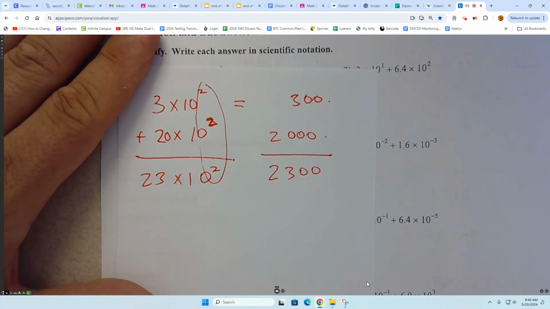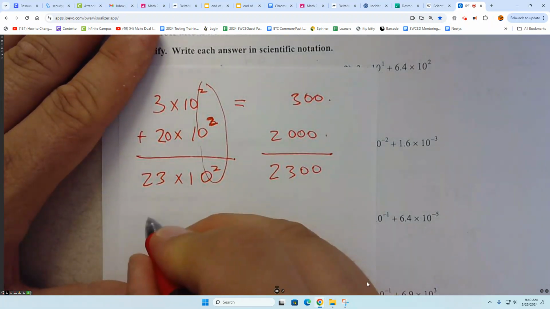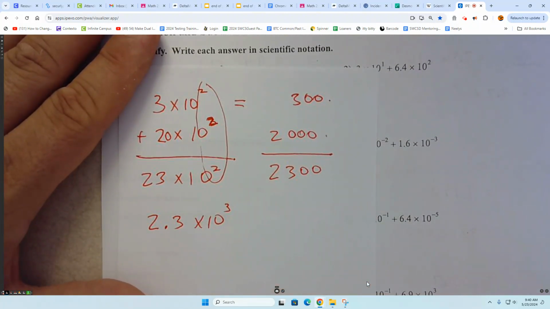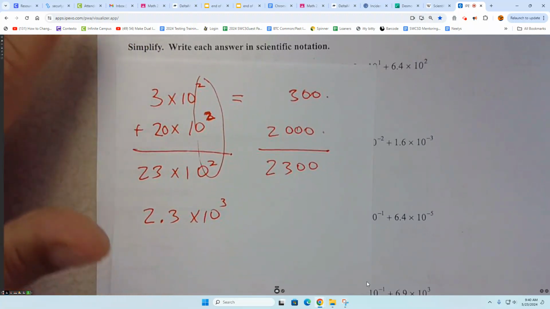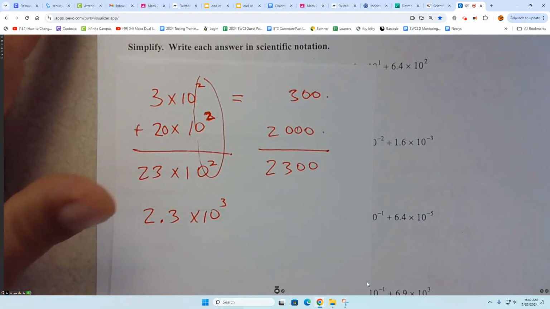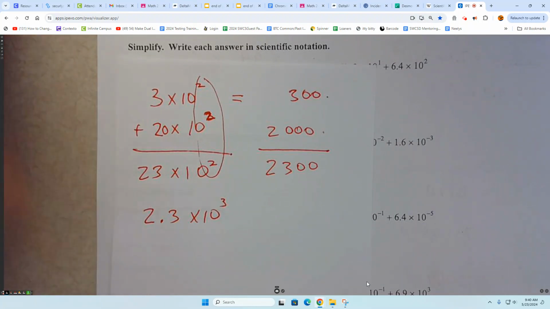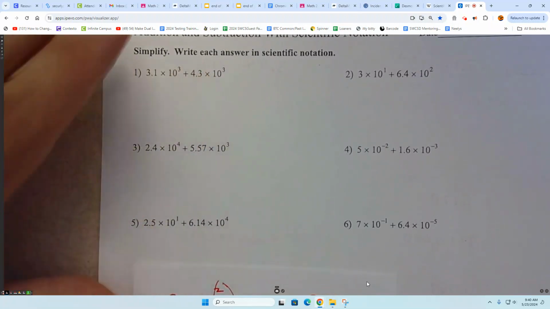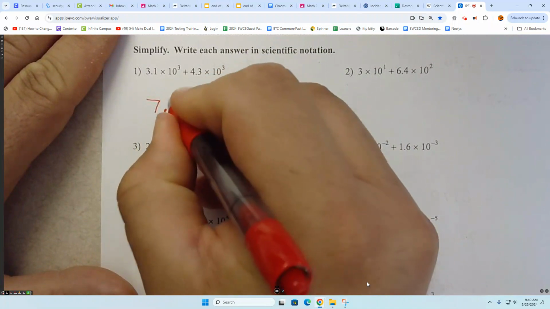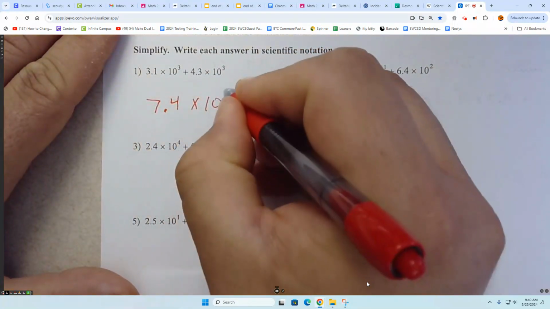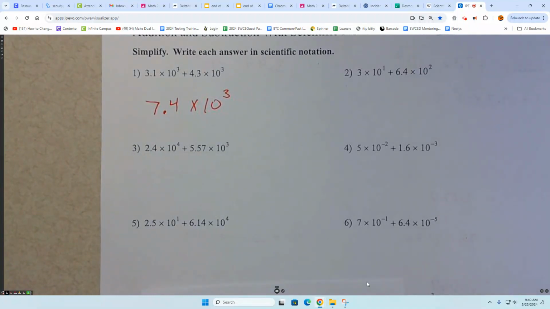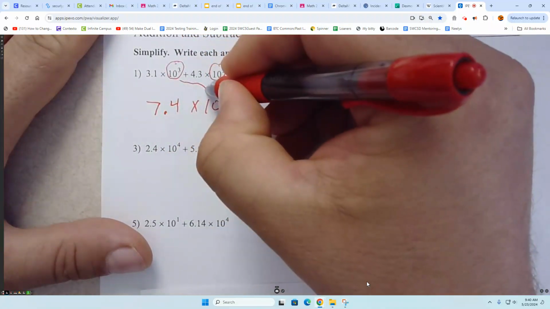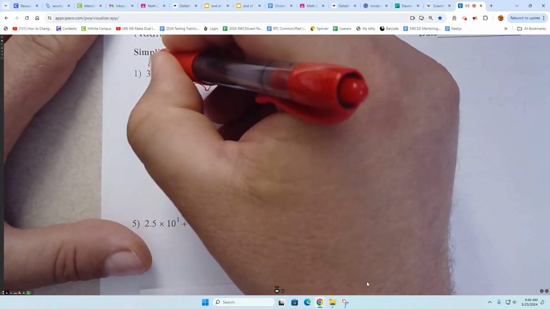It's kind of like... Wait, what? You just added them. So, and then my final answer would be that. So if the powers are the same, you're allowed to just add them. It's like 4,000 plus 5,000 is 9,000, right? So this first one here, you're going, Mr. McConnell, the powers are already the same. So 7.4 times 10 to the third. The powers are the same. So this and this end up giving you the same thing. All I had to do was add.